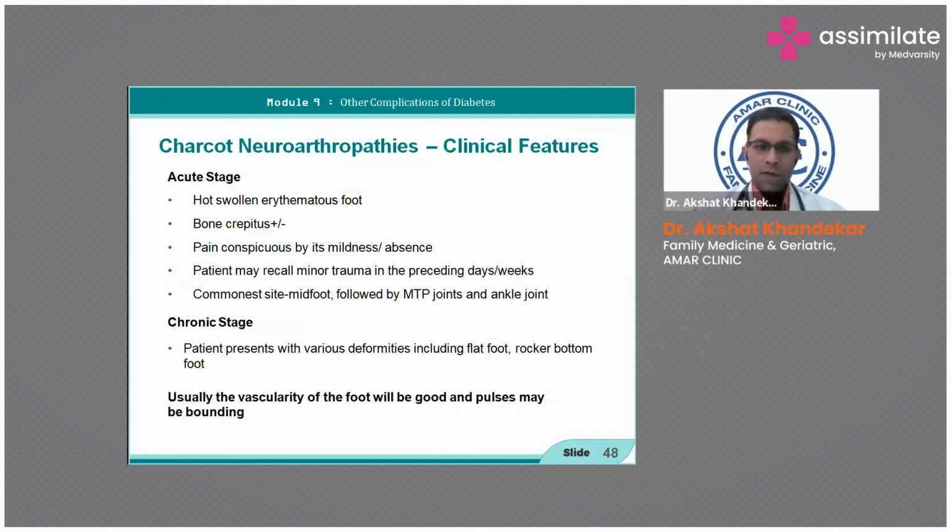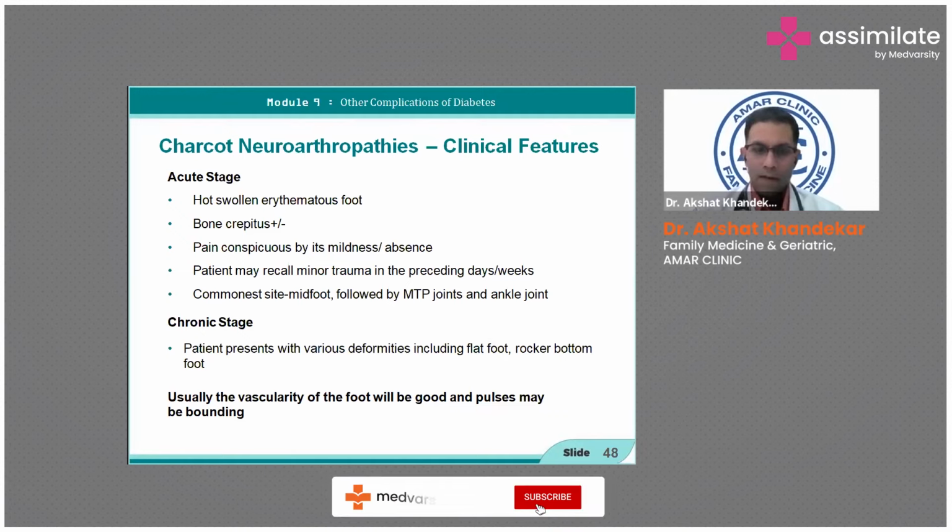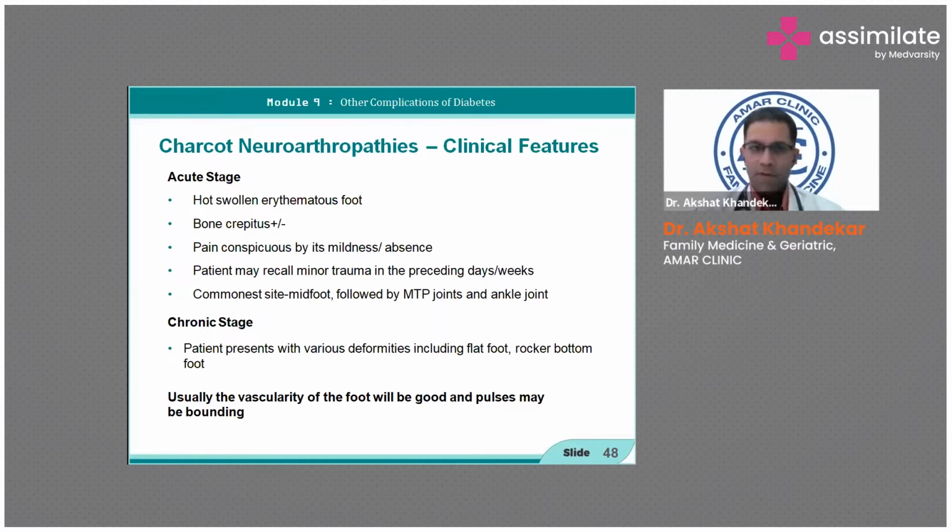So the clinical features are, see, acute and chronic stage. Always remember it will be a hot, swollen, erythematous foot. Bony crepitus would be there because of osteomyelitis, which sets in the metatarsal area, metatarsal bone. Pain is conspicuous by its mildness because of the diabetes or absence. The patient may recall minor trauma weeks or days ahead, and usually in the midfoot. So you need to have an eye for the midfoot.